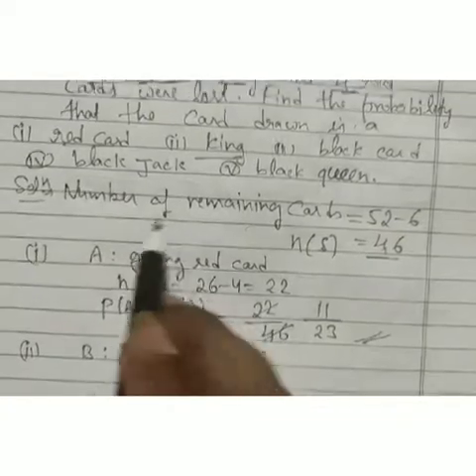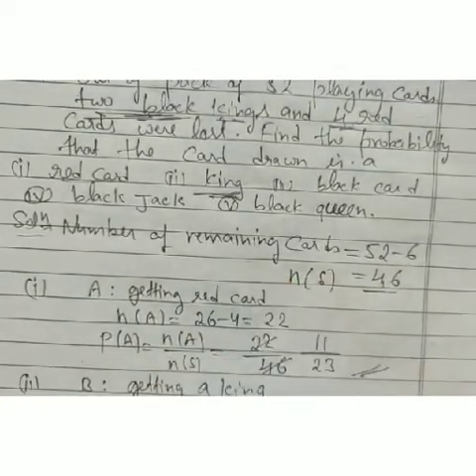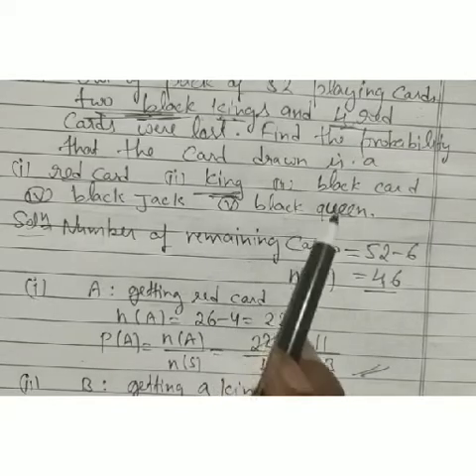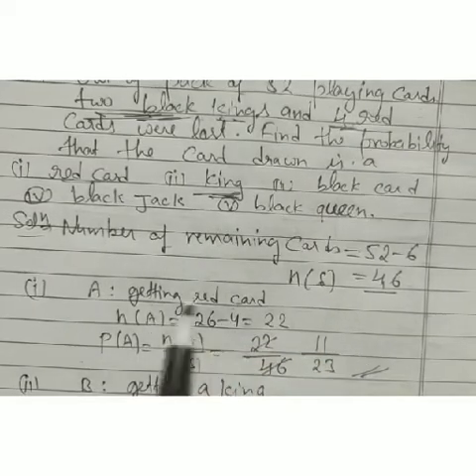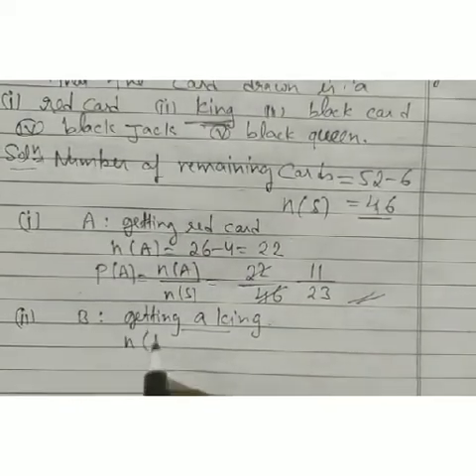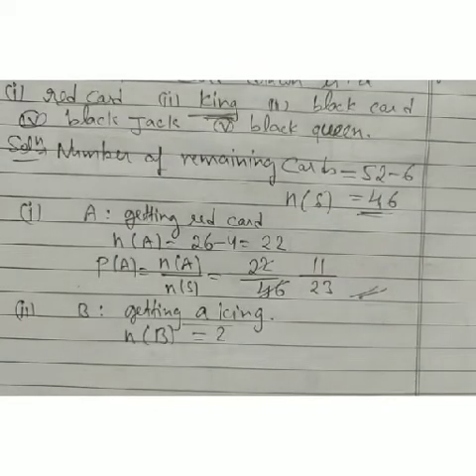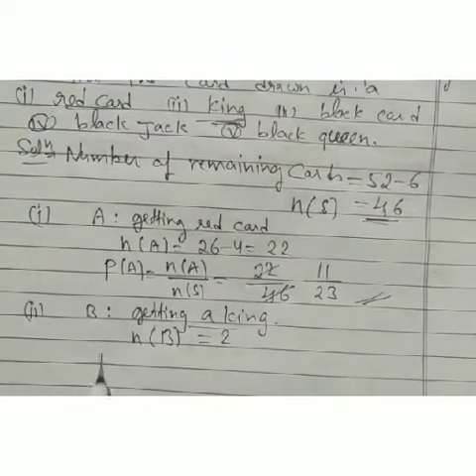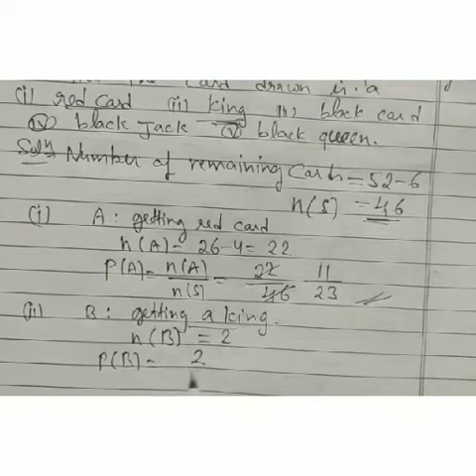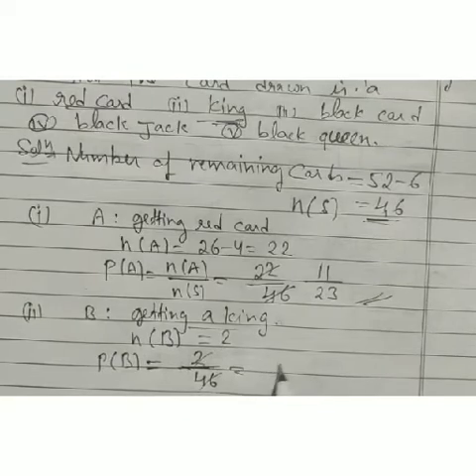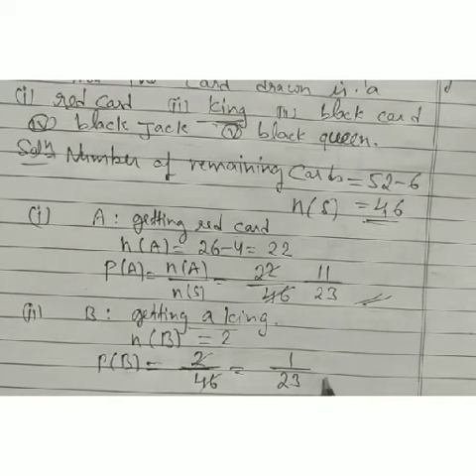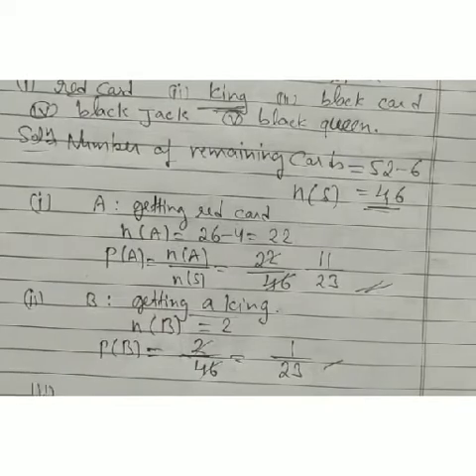Now we are just getting a king, not specifically a red one. There are a total of 4 kings and 2 black kings are lost, so we have only 2 kings. The number of favorable outcomes is 2, and the total sample space has 46 cards. In this case the probability of B is 2 upon 46, which is 1/23.